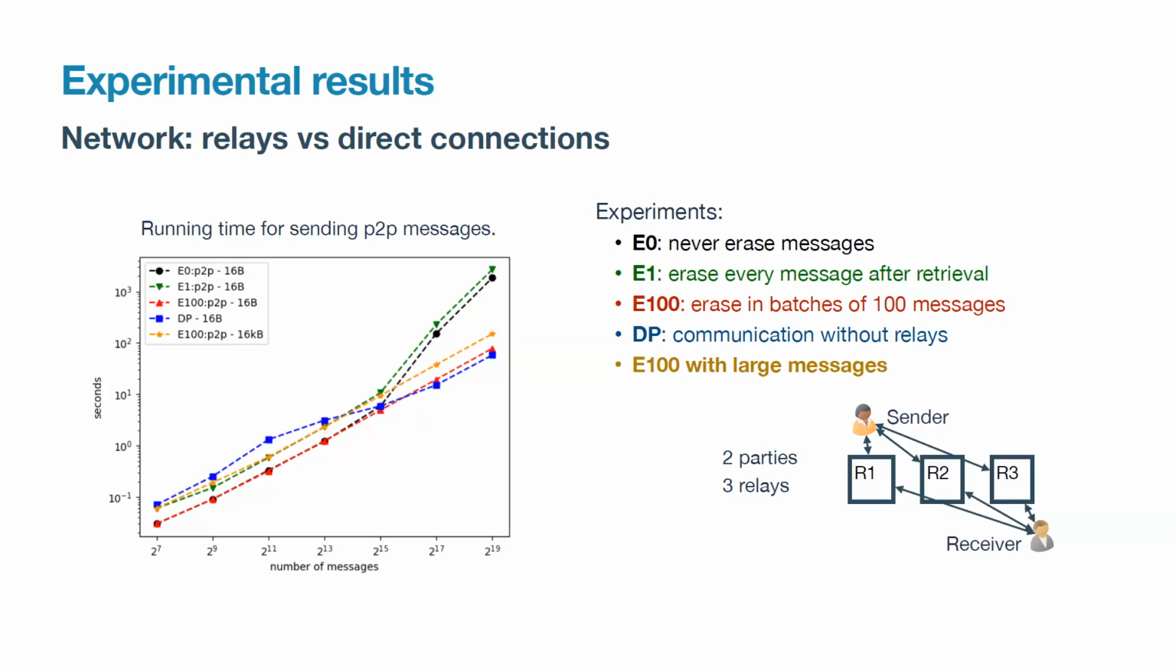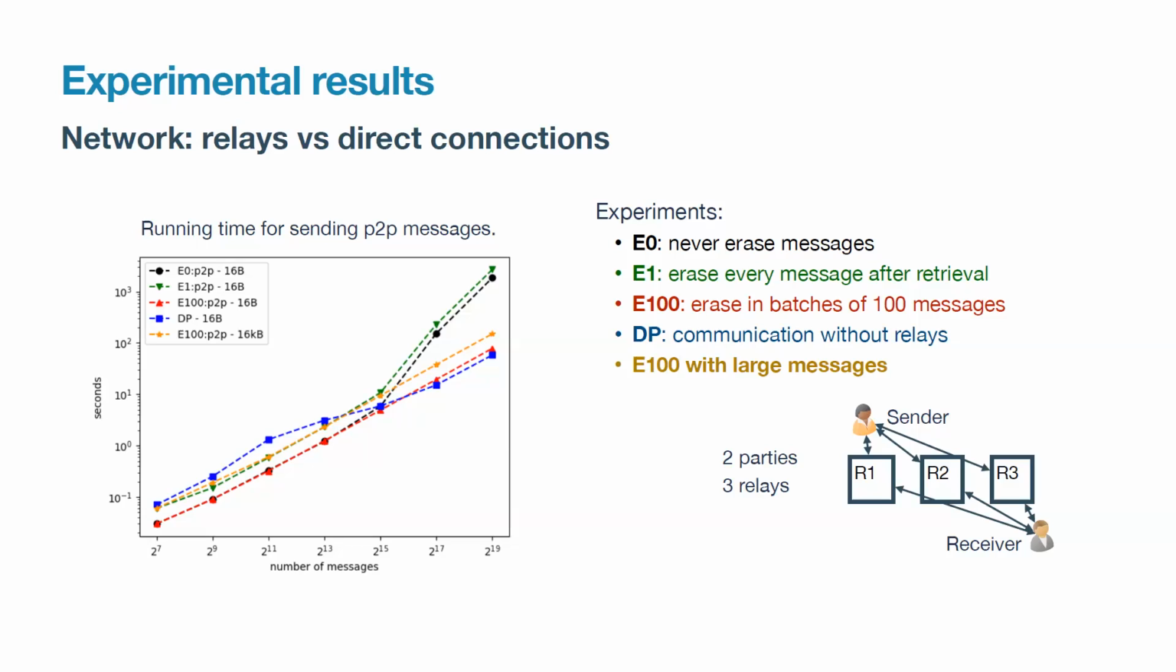And in fact, up to around this point of 2 to the 15 messages, everything is quite similar. But then the experiments E0 and E1 start getting noticeably slower. And this is because, well, if we are constantly asking the relays to erase messages after each request, it means we have a lot of communication with the relays. So that's why it gets slower quickly.